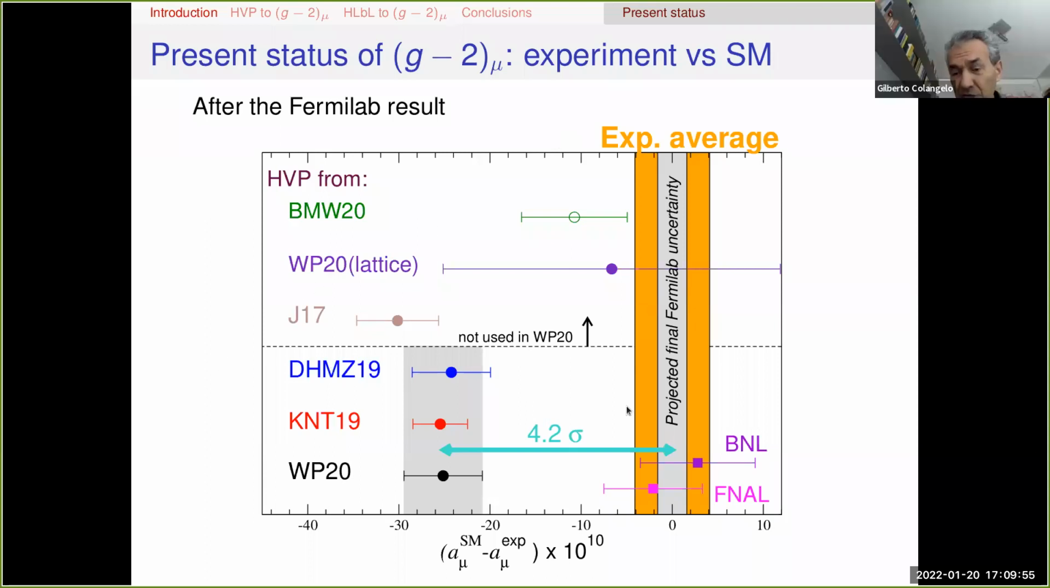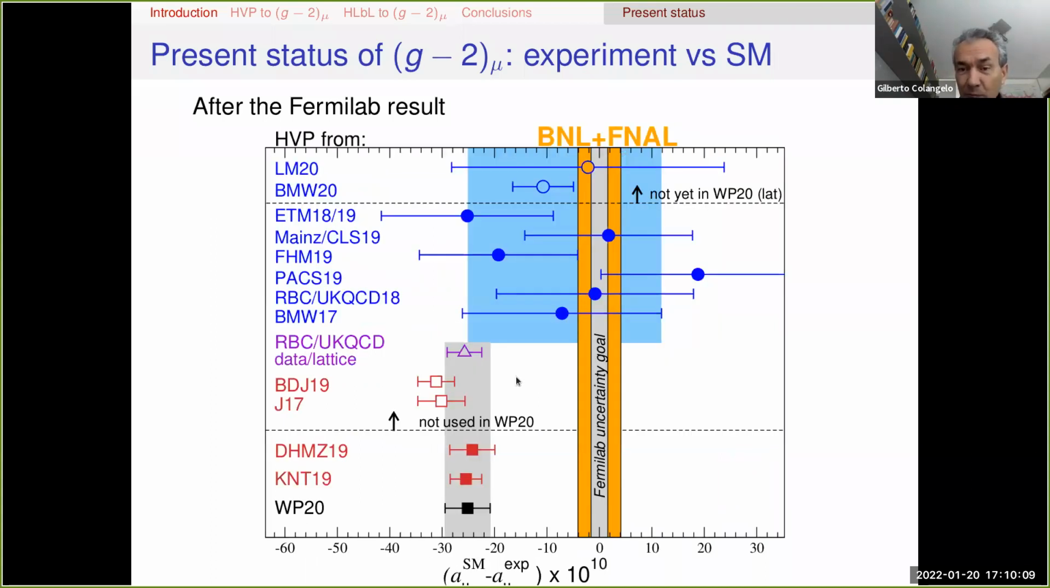Now in this plot, you see the combination of Brookhaven and Fermilab with the well-known 4.2 sigma discrepancy, and all the rest is the same. And here on this plot now there are more theory numbers. This shows you that on the lattice there's a lot of activity going on, and the light blue band is the white paper summary of these results, which, as you see, have an uncertainty which is significantly larger than the data-driven ones.